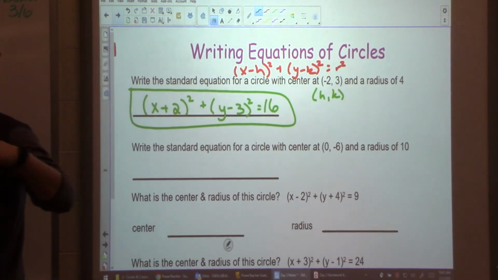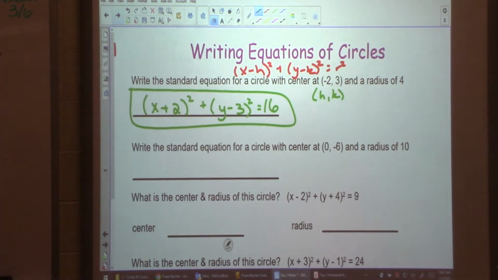Well, let's talk about standard form equation if it's centered at 0, negative 6, radius of 10.